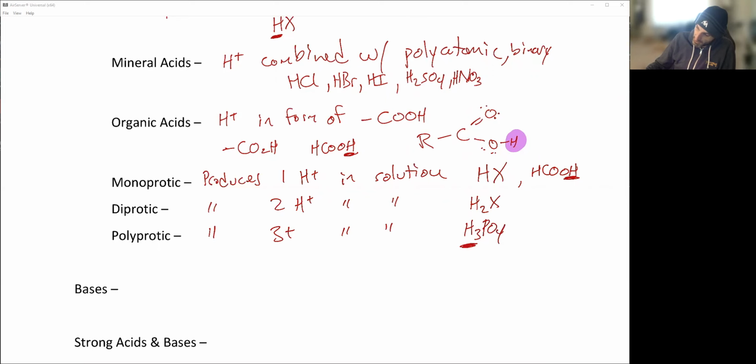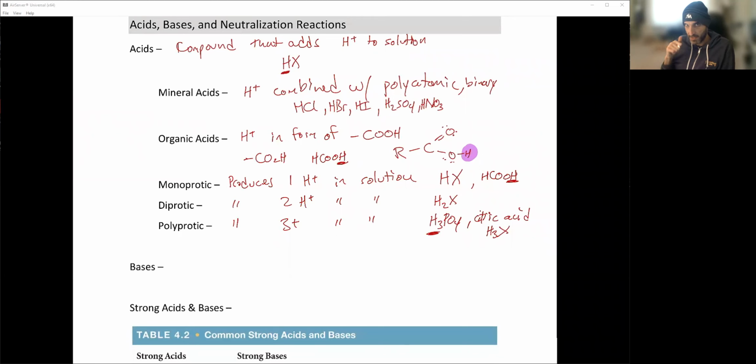Again, 3 acids. By the way, citric acid produces 3. It's like H3 and then a bunch of other organic stuff. So H3X. Okay. Good. So that's it. It's going to produce H plus in water. We recognize acids because of the COOH, but more importantly, because the H is out front.